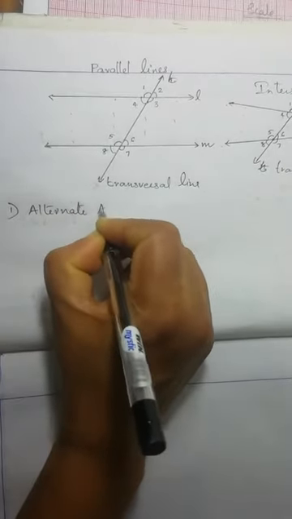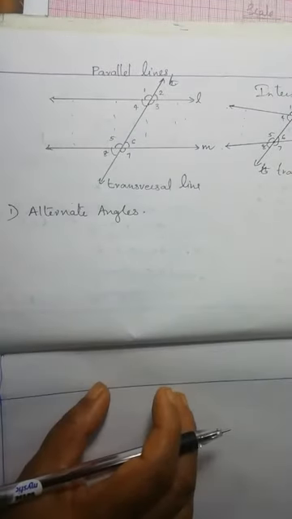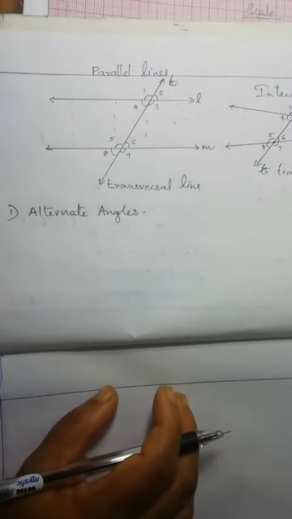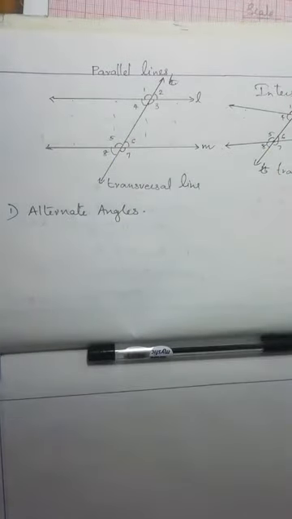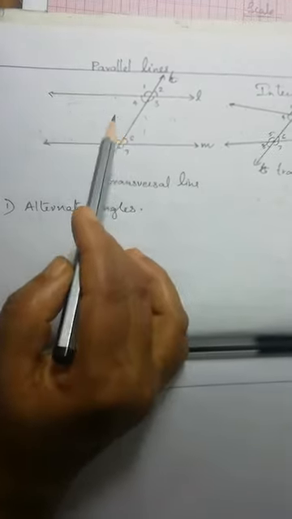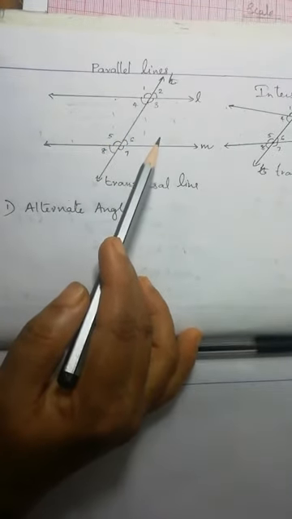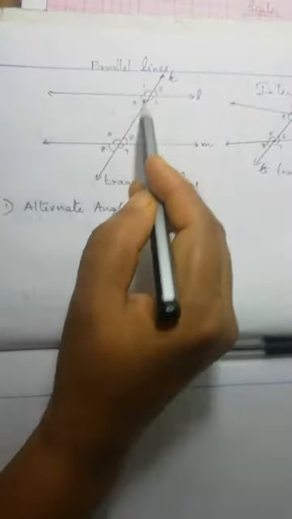Alternate angles. What are alternate angles? Alternate angles are those two angles in the interior portion of these two lines. Interior portion means you can see the interior portion of these two lines, this portion. Right? Alternate angles are only the inside portion, interior portion and opposite side of transversal. Our transversal line is this.